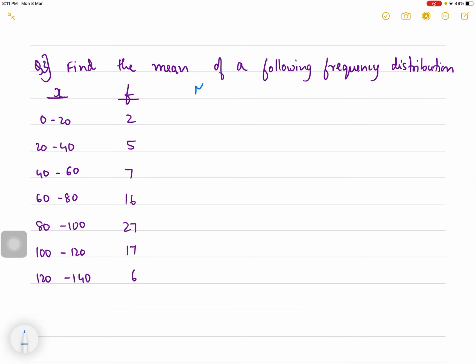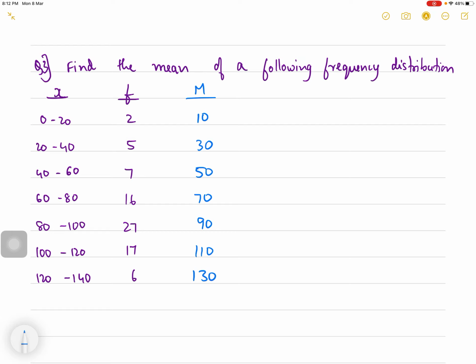Next column is M, which is midpoint. So midpoint here would be 0 plus 20 divided by 2, which is 10. 20 plus 40, that is 60. 60 divided by 2, 30. Right? 50, 70, 90, 110 and 130. These are the midpoints.